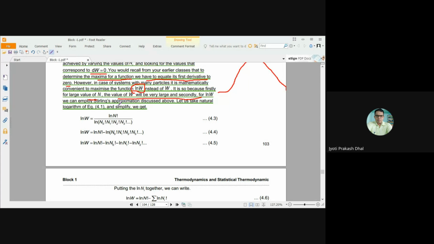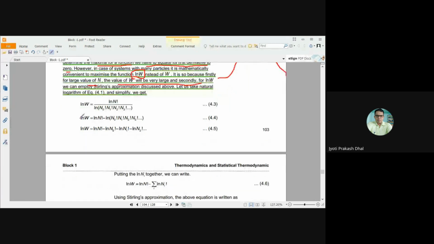We know that according to Stirling's approximation, ln W, so here instead of taking only W, we are taking ln W, because for a large number of particles it is better to take ln W. So ln W equals ln of N factorial divided by n0 factorial into n1 factorial into n2 factorial into n3 factorial, and so on.